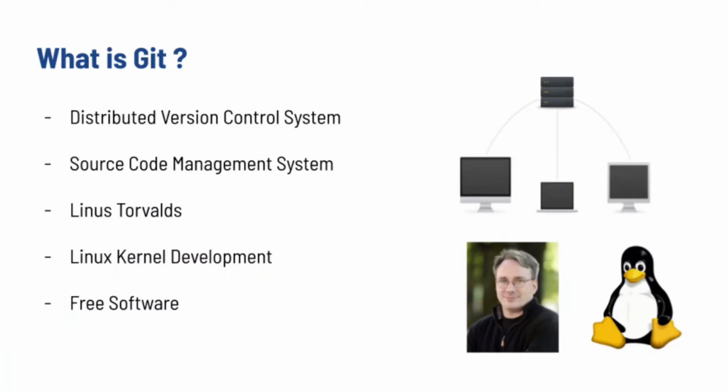Git is a software tool and is a distributed version control and source code management system with an emphasis on speed. Git was initially designed and developed by Linus Torvalds for Linux kernel development. Git is a free software distributed under the terms of the General Public License version.